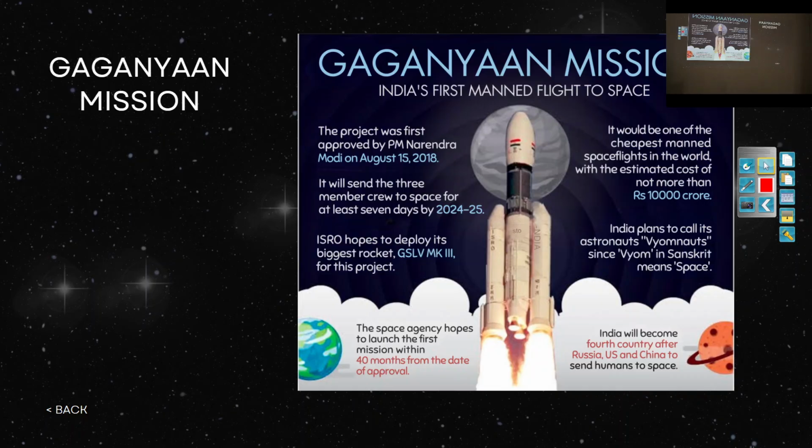So you can write about the Gaganyaan mission. It is ISRO's human space flight, which will carry 3 astronauts to low Earth orbit for a 3 days mission and bring them back.